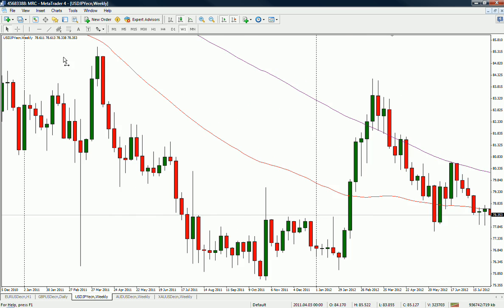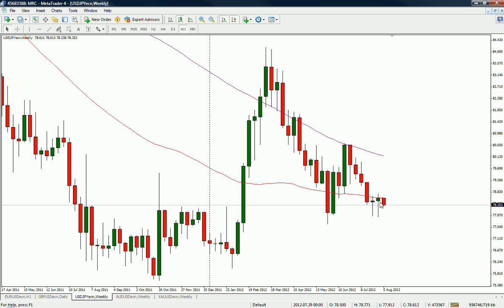If you zoom in even nearer, you can see that for 3 weeks we had a close below this 55-week moving average. And you can see the last 2 weeks we've come up and tried to make a weekly candlestick close above it. You can see we've tested it twice and it is capped.